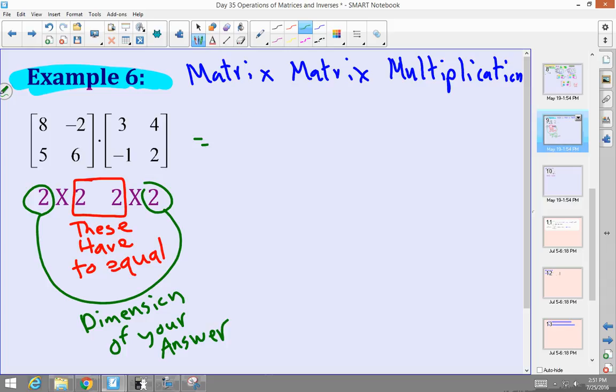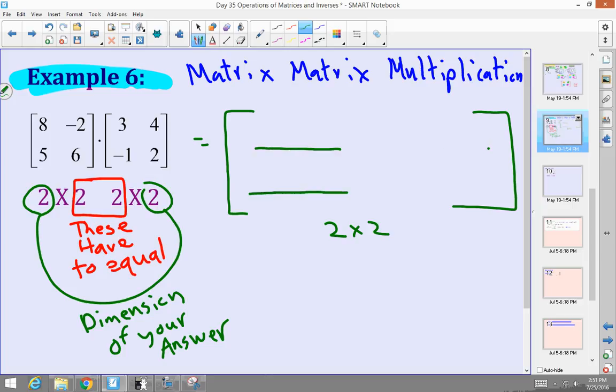So let me organize it like this. I'm going to get a 2 by 2. I'm going to lay it out as 1, 2, 3, 4. There's your 2 by 2. Now I'm giving it a lot of space because I want to organize some work for you here.